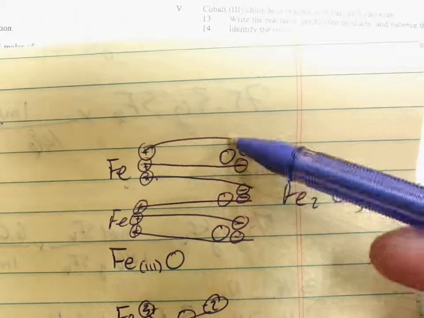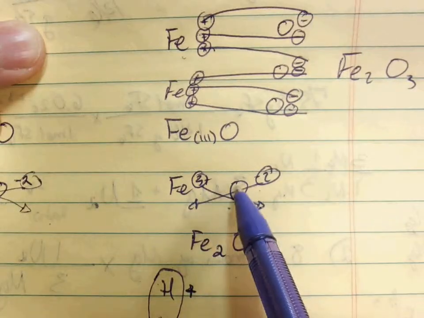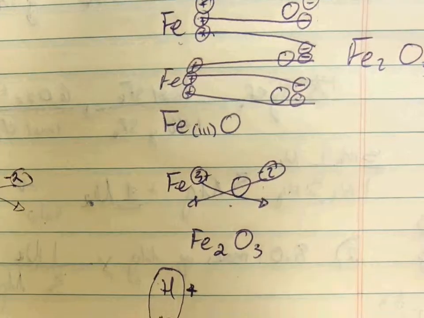And what we're doing here is the same thing we're doing here with the crisscrossing, but the crisscrossing allows me to do it without having all that diagram.